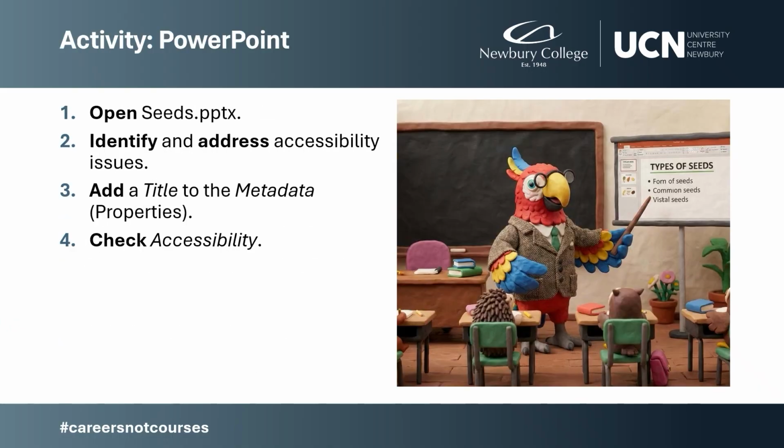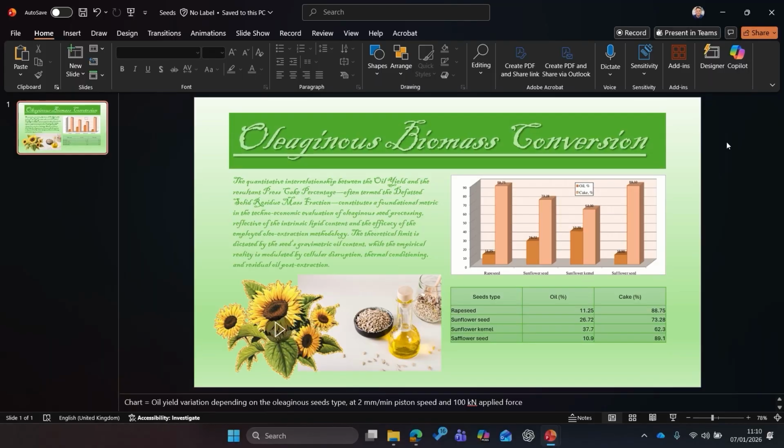Let's take a look at another activity. In this one, I've got some very complex language and some other accessibility issues. What we'll do is open the Seeds PowerPoint. We'll identify and address those accessibility issues. We'll then add a title to the metadata like we did before, and we'll check the accessibility.